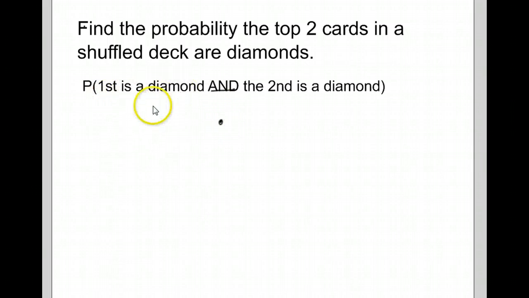Okay, so it becomes find the probability the first is a diamond multiplied by the probability the second is a diamond. So that and is going to become multiplication. The probability the first is a diamond, well, there's 13 diamonds out of the 52 cards in the deck. Then we move to the second card being a diamond. Well, this card, because it was the top 2 cards, we're no longer considering it anymore. So there's only 51 cards remaining. And because the first one was a diamond, for this one to also be a diamond, there can only be 12 diamonds remaining.